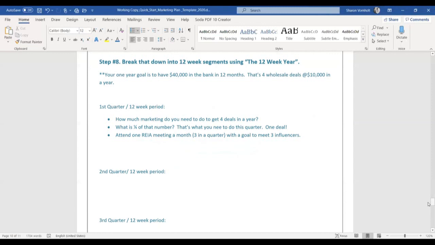Let's say for a minute, your 1-year goal is to have $40,000 in the bank in 12 months. You want to have a $20,000 emergency fund, and you want to have $20,000 in a Roth IRA to use for investing purposes. It could be whatever you want the money to be for. You're probably saying, well, that sounds like a lot of money. Well, that's 4 wholesale deals where you made $10,000 in a year.